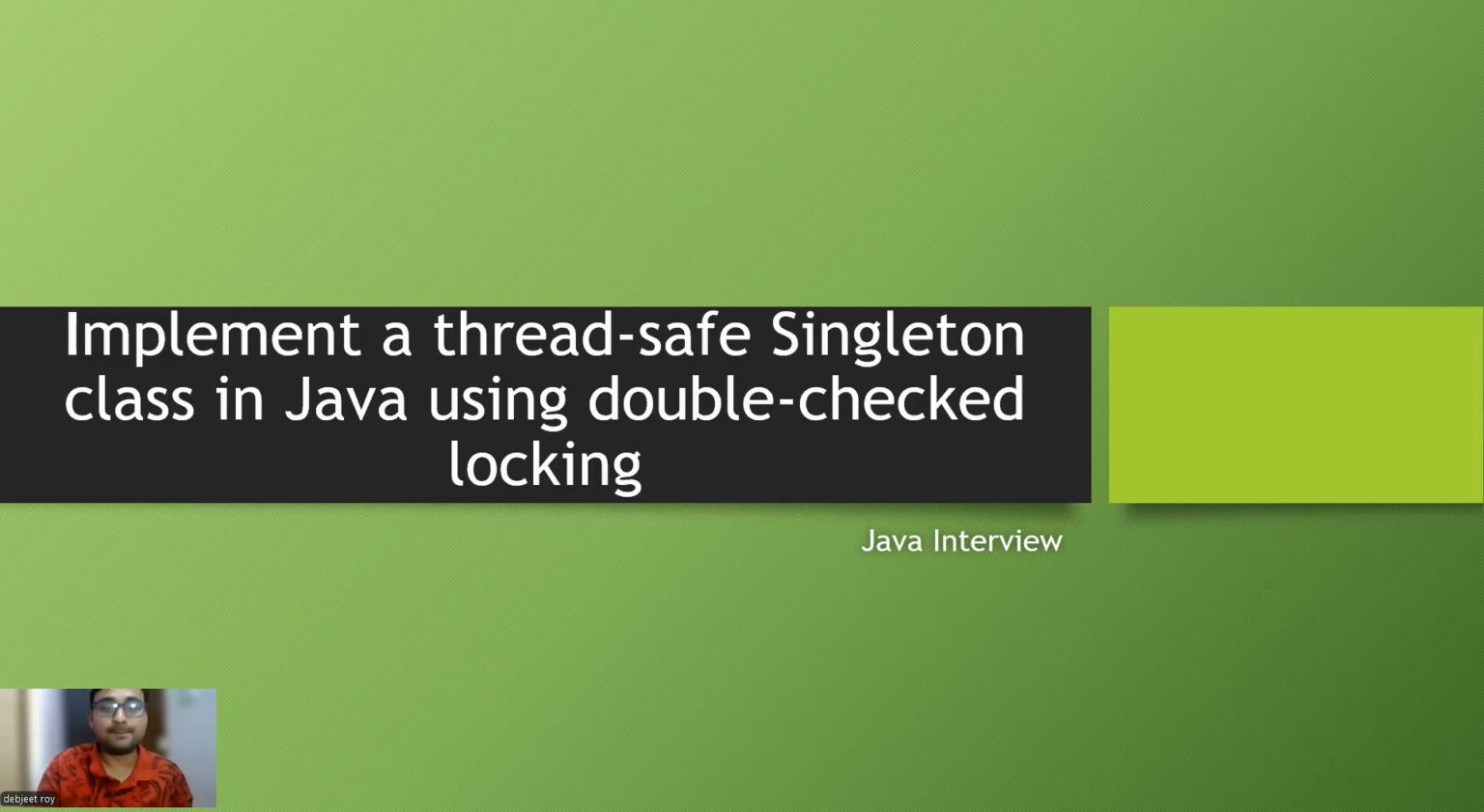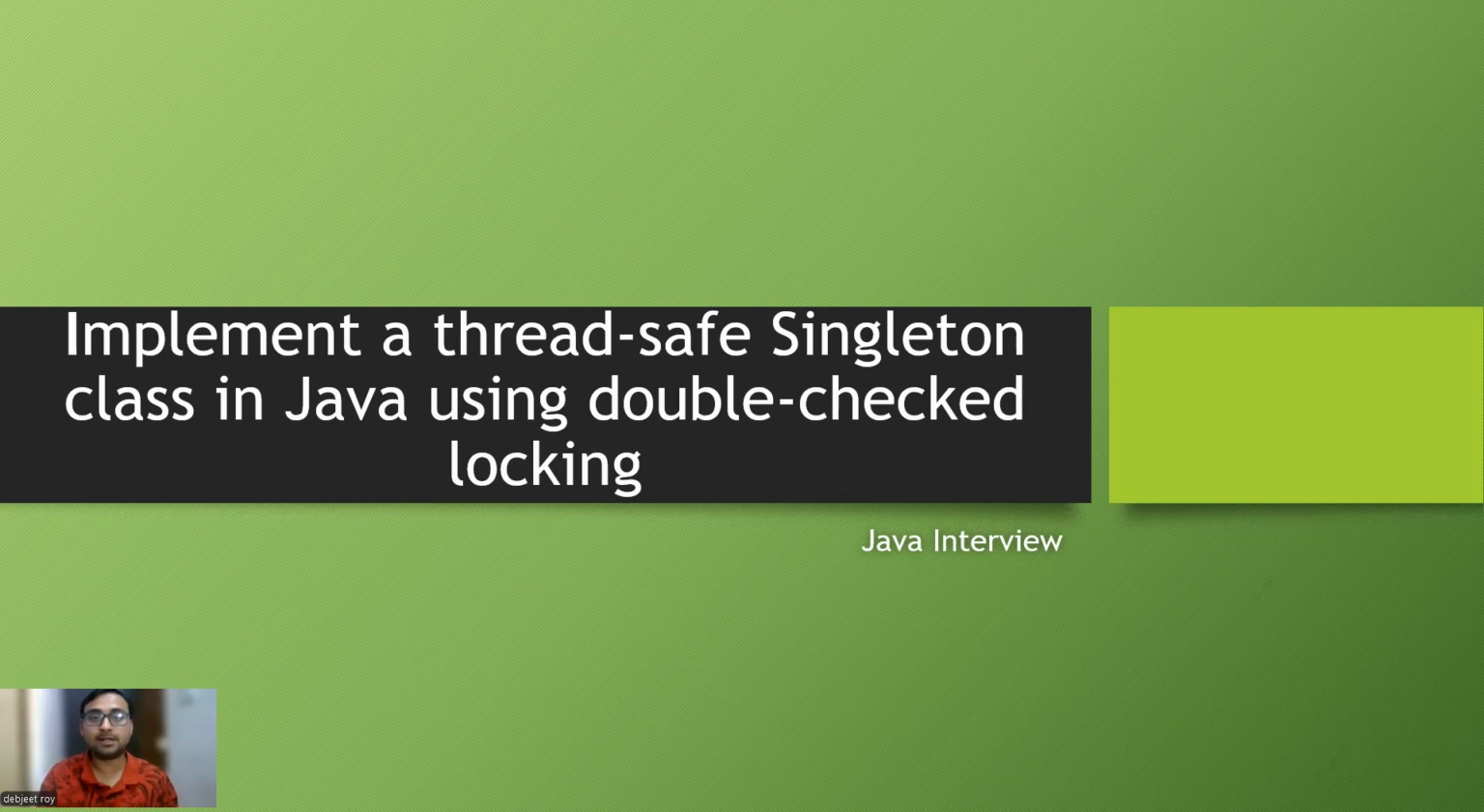Implement a thread safe singleton class in Java using the double check locking concept. In a normal single threaded application, there is no need for double check locking. But if there are 4 threads, 5 threads, multiple threads trying to acquire the lock, it will create a problem at the method level. So in that method, you need to double check whether the instance has been created or not.